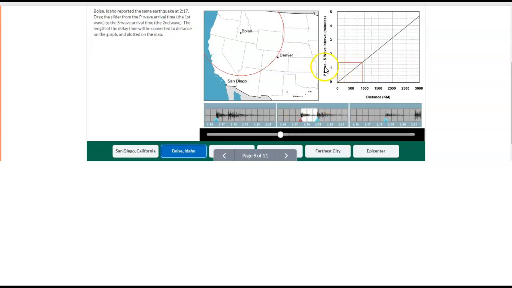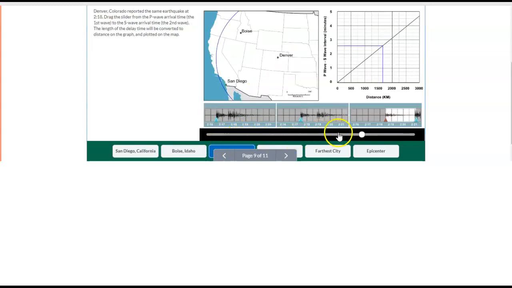And we can see here on our graph, primary wave arrival time minus secondary wave arrival time in minutes is about 1.5 minutes. And if we follow that line over on this chart to this pre-calculated line and then go down, it tells us that the intersection point, or the distance that the earthquake must be from Boise, is about 900 kilometers. And so we can draw a circle 900 kilometers away from Boise and know that the earthquake must have occurred somewhere along that circle.